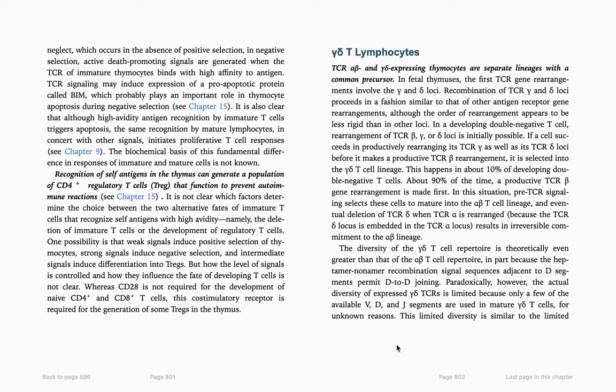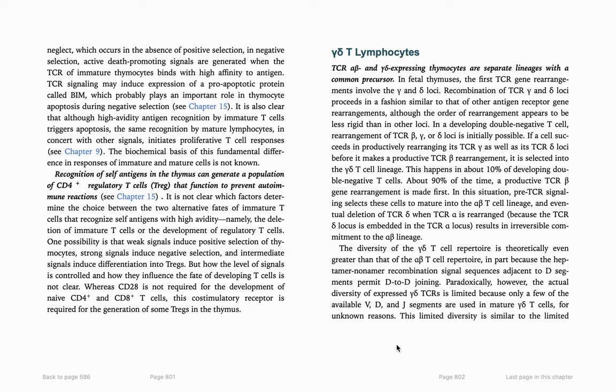In developing double negative T cells, the rearrangement of T cell receptor beta, gamma, and delta loci is initially possible. If a cell succeeds in productively rearranging its T cell receptor gamma as well as its T cell receptor delta locus before it makes a productive T cell receptor beta rearrangement, it is selected into the gamma delta T cell lineage. This happens in about 10% of developing double negative T cells. About 90% of the time, a productive T cell receptor beta gene rearrangement is made first.